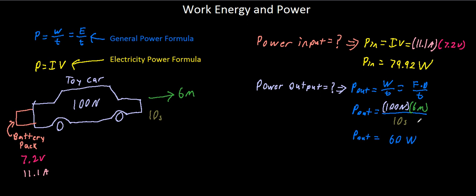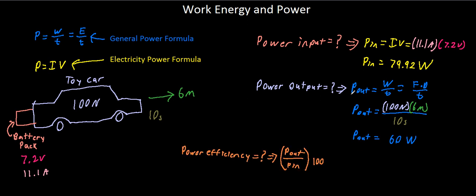And so hopefully you notice that we're getting a discrepancy in our answers. Our power input is almost 20 watts higher than our power output. That brings us to our last thing that we need to figure out, and that is our power efficiency. If you remember, our formula for efficiency is just our output divided by our input. And again, that's true for every single efficiency formula, no matter what, including power. So we can write this as P out divided by P in, multiplied by, of course, 100.